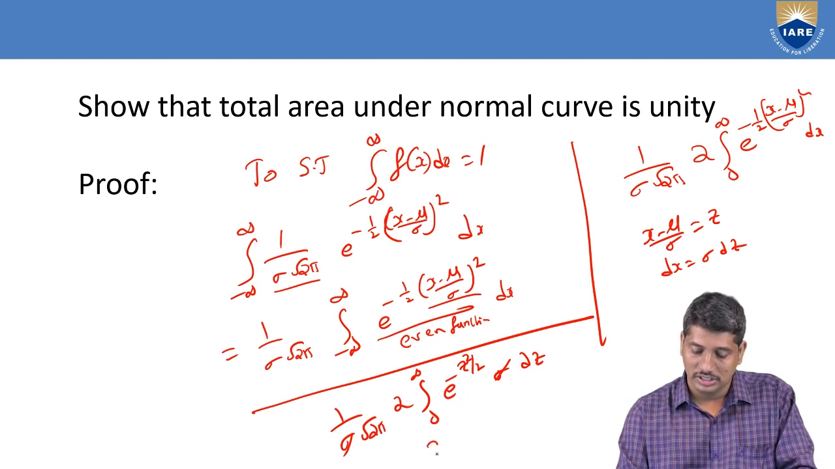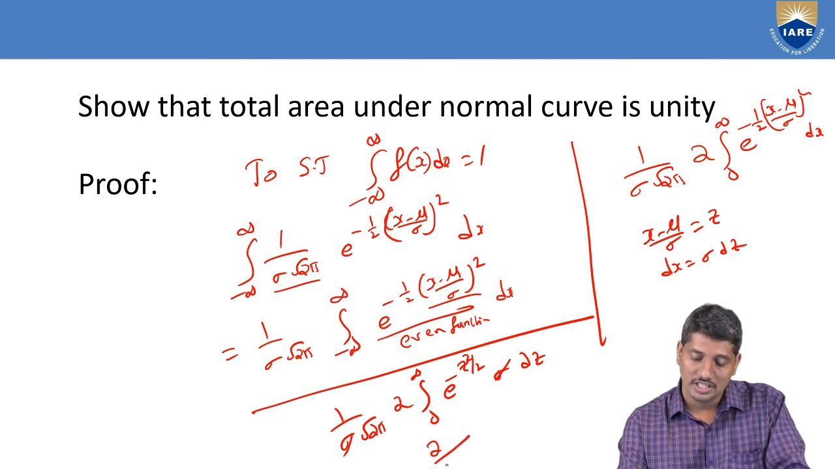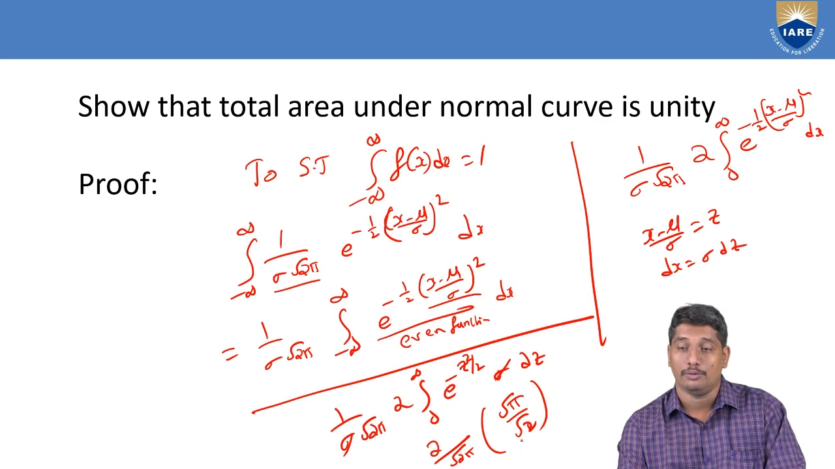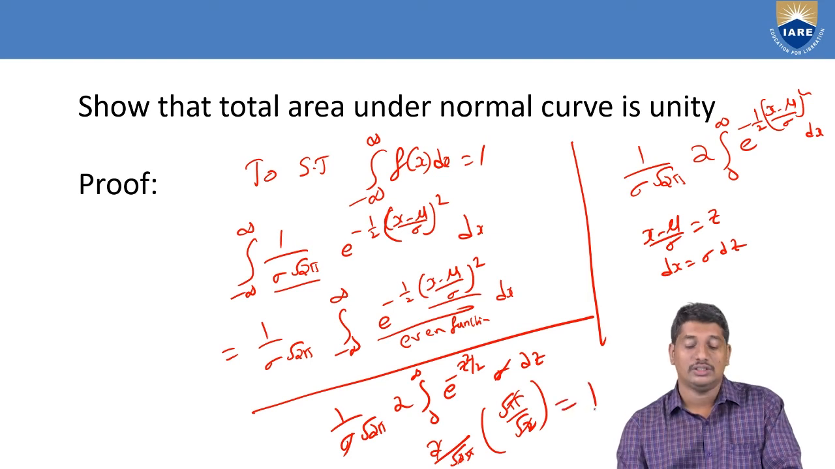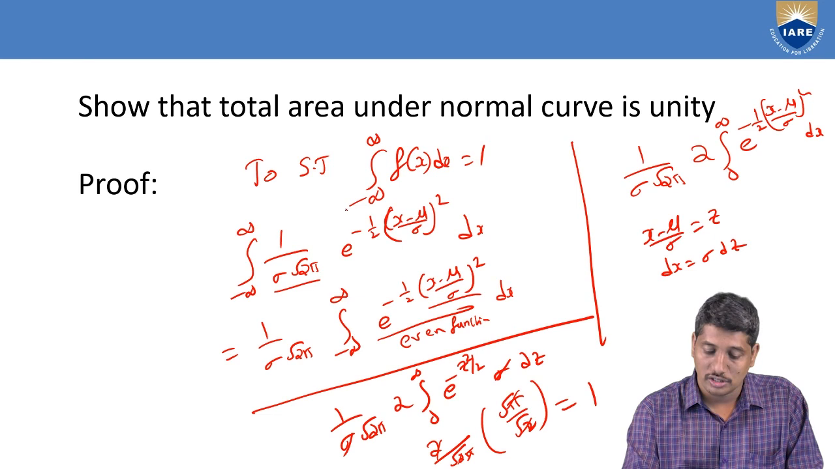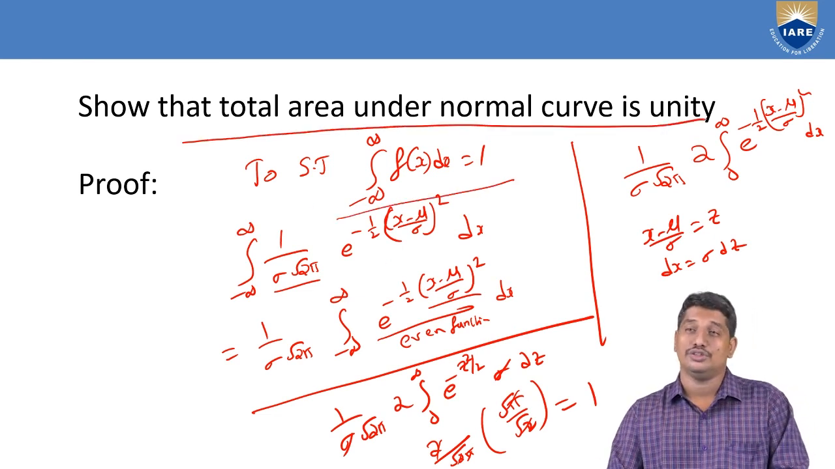From gamma functions we have a formula: 2 by sigma root 2 pi, and this integral becomes root pi by root 2. Root pi by root 2. And root 2 cancels, root pi cancels, and the answer is 1. So that is what we have proved: total probability is 1, that is, the total area under the normal curve is always unity.